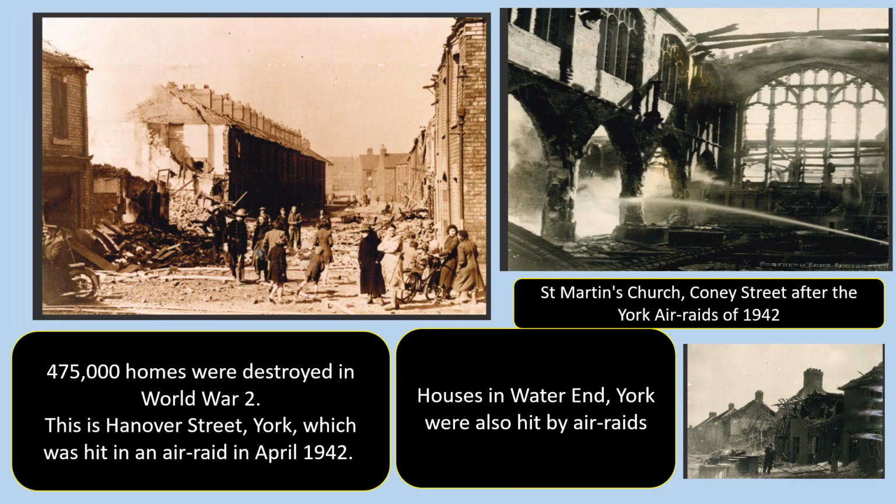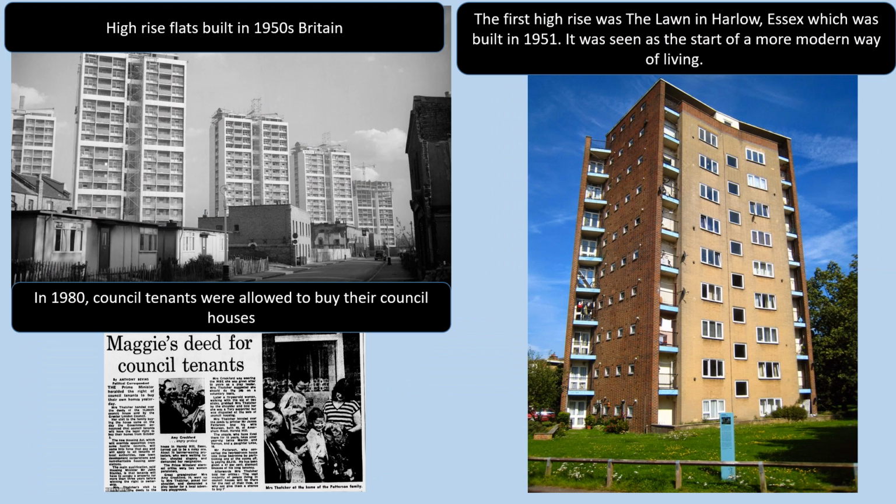You can see here some of the impact of housing after World War II locally in York. You can see some of the damage that was done. So 475,000 homes were destroyed in World War II. There's a picture there of Hanover Street in York, which was hit by an air raid in April 1942, and St Martin's Church on Coney Street after the York air raids of 1942, and housing in Water End, York, also hit by air raids. So there's a huge increase in high-rise flats being built after the Second World War.